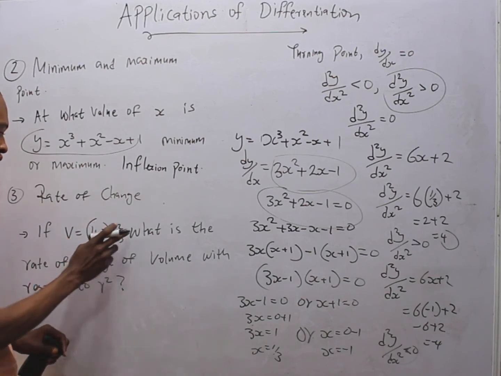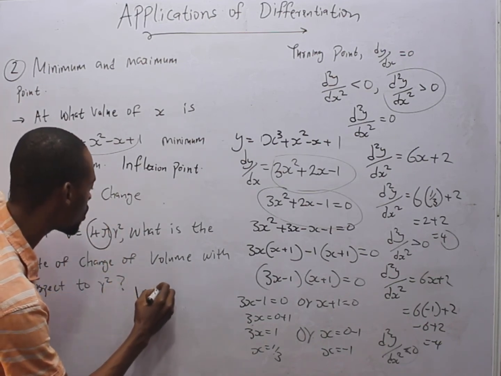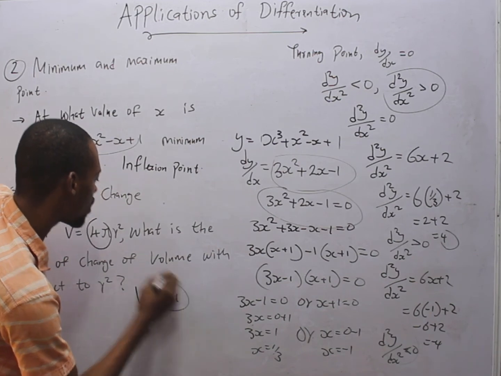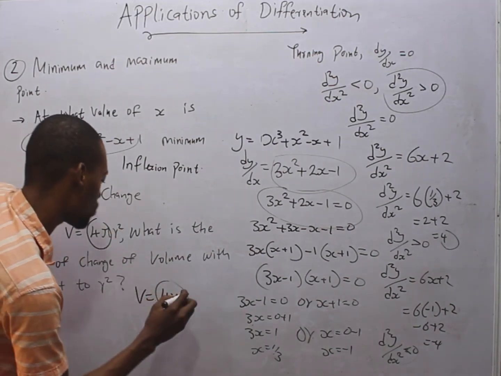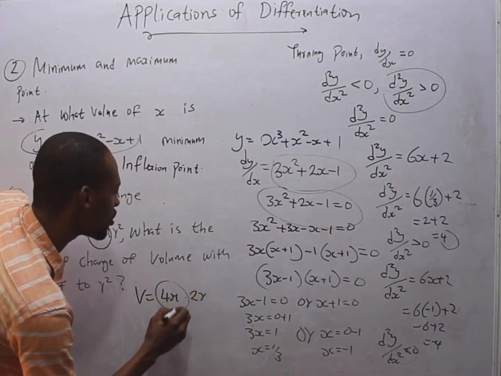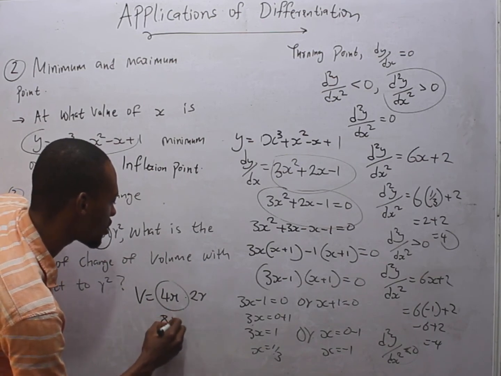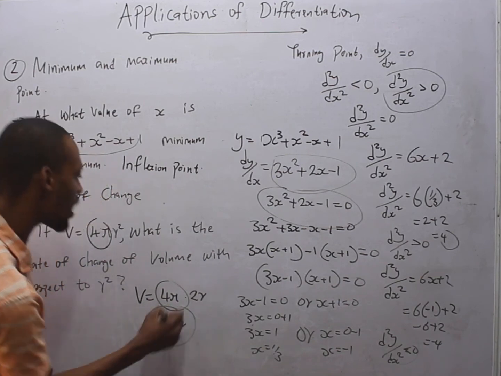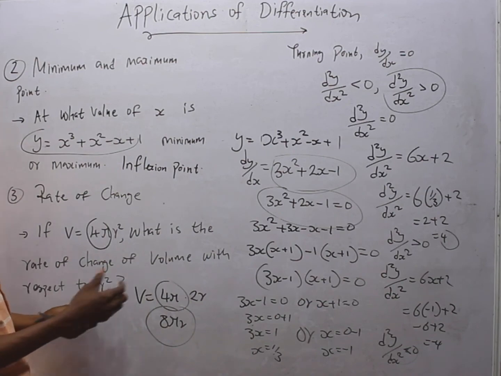We are facing this. You simply say V equals 4 pi. When you differentiate r squared, you get 2r. This is simply 8 pi r. You found the rate of change.